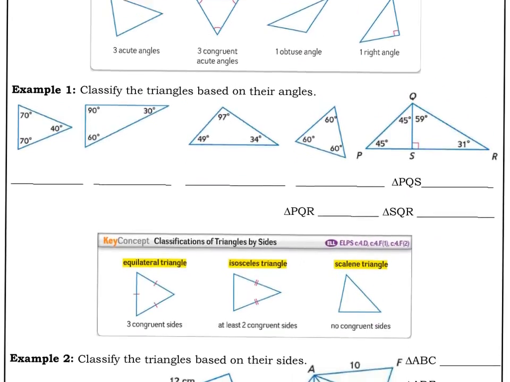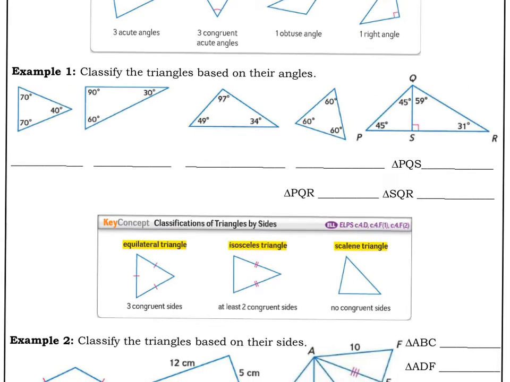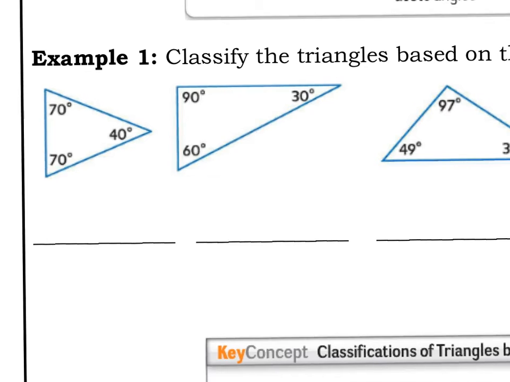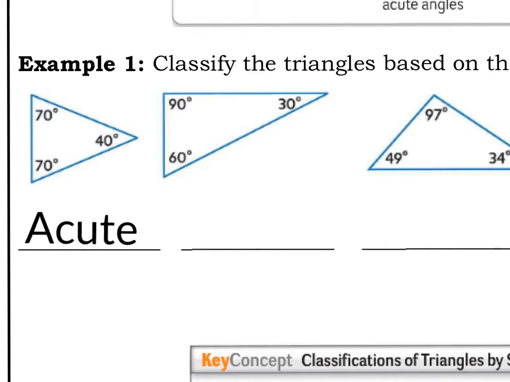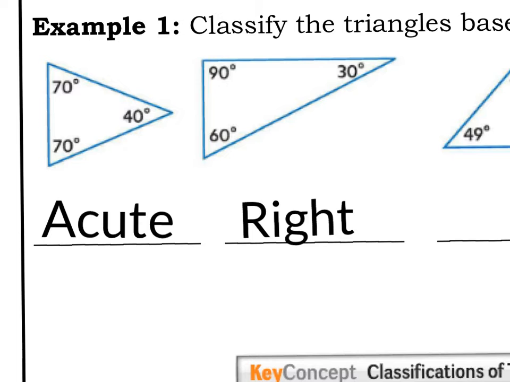So in this example right here, example 1, we're going to classify these based on the angles. Here I have 70, 70, 40. So the biggest angle would be 70, so that's going to be an acute triangle. This is a 30, 60, 90. The biggest angle right there is 90, and that's a right angle, making this a right triangle.